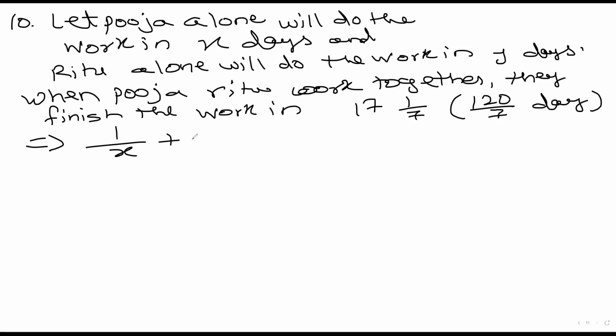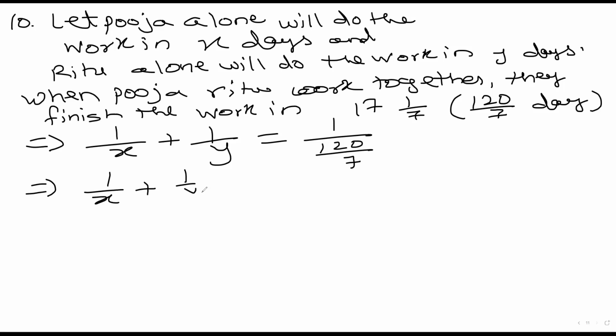So 1 upon x, reciprocal of Pooja's work, plus 1 upon y, reciprocal of Ritu's work, is equal to 1 upon 120 upon 7. You have to take the reciprocal of this also. So in fact, you get 1 upon x plus 1 upon y is equal to 7 upon 120. This is equation 1. Do you understand? Yes, sir. Correct.